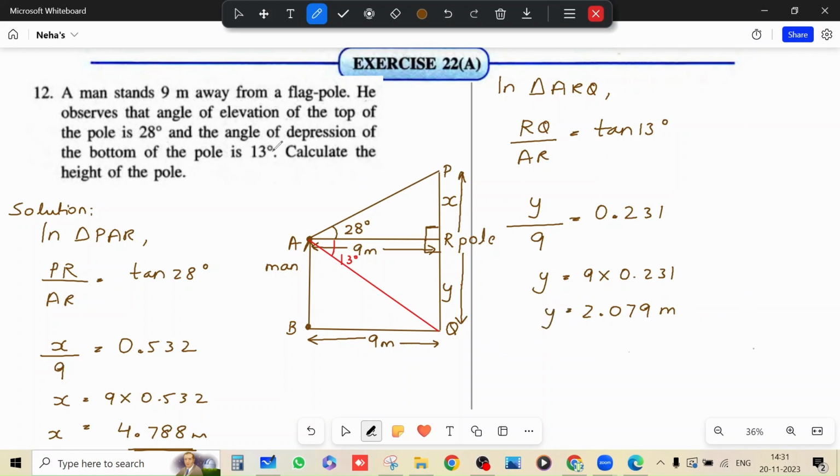Now we have to calculate the height of the pole. So height of the pole here is equal to x plus y, which is equal to 4.788, which we had already calculated, plus 2.079. Now this is equal to 6.867 meters.